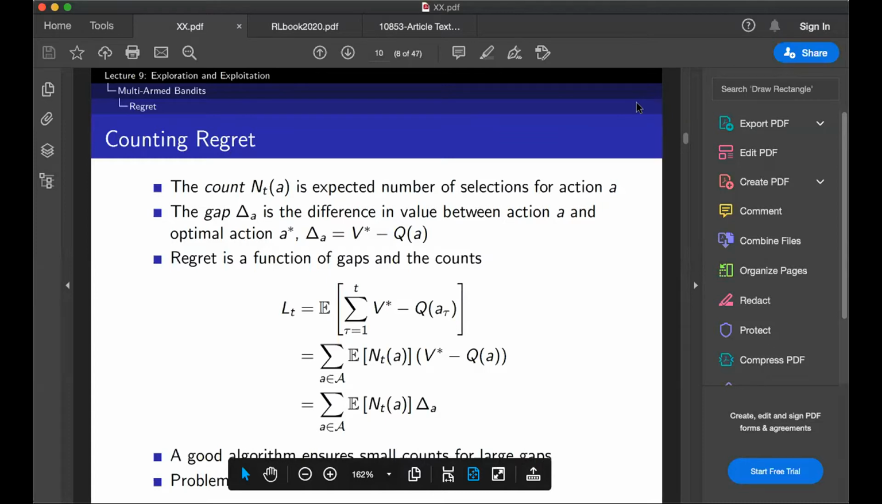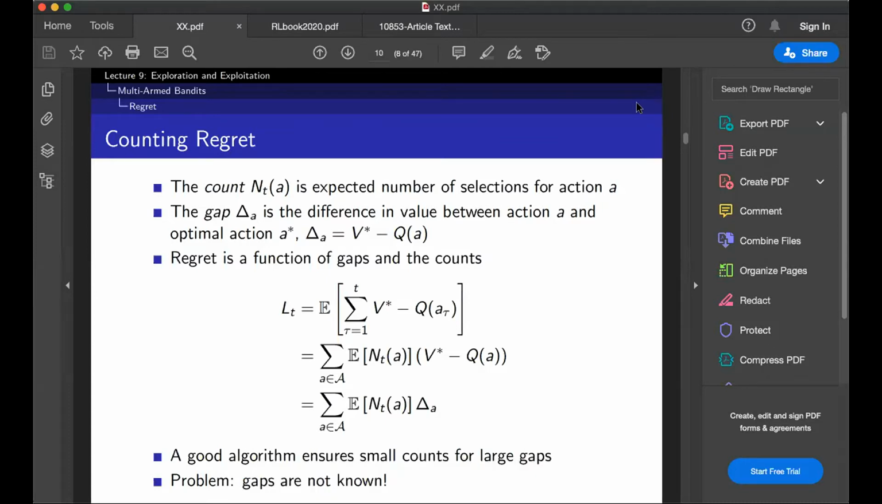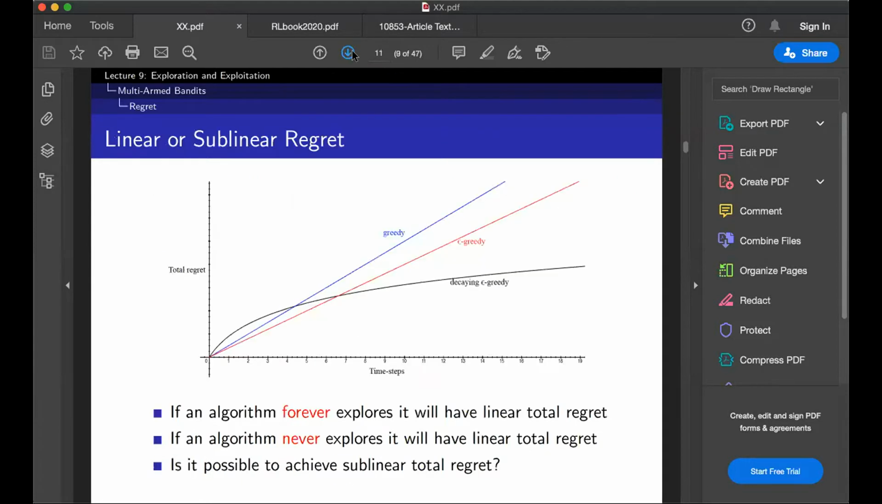The problem is you do not know V star. You just know what you get, so you do not have this gap. This gives you a theoretical way of looking at regret, but you do not have V star, and you do not know the shape of Q(a), which means you do not know the gaps. So given that, what kind of approaches can we come to?